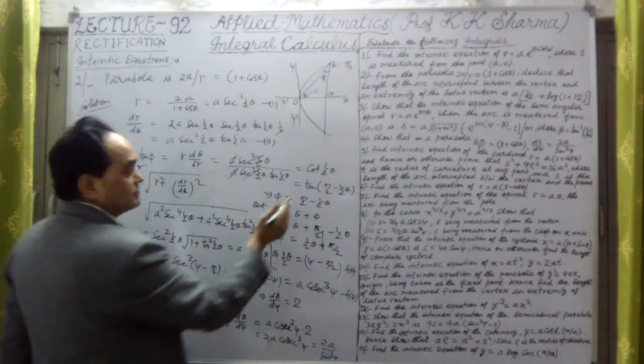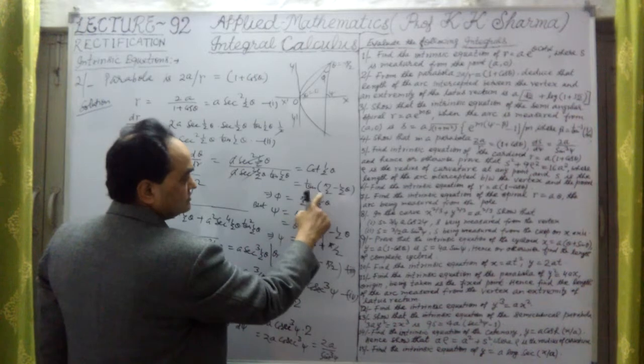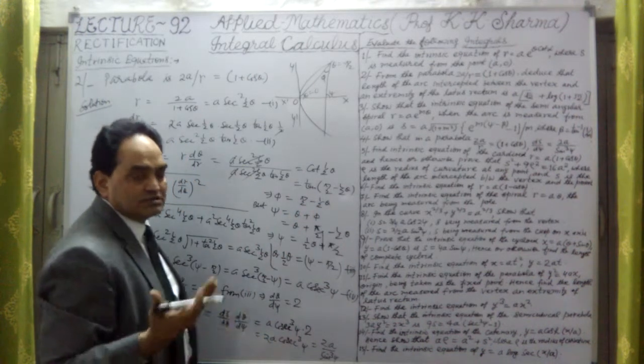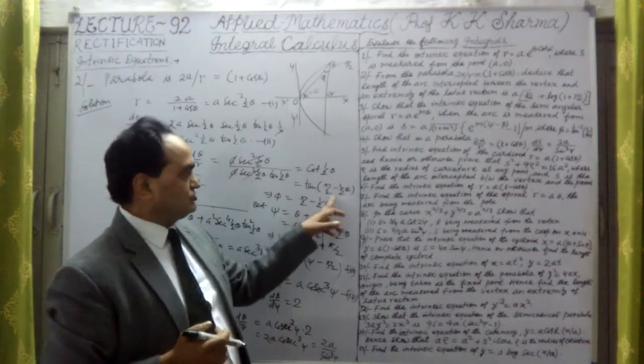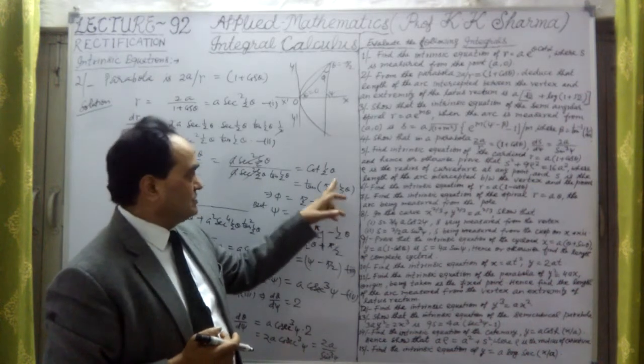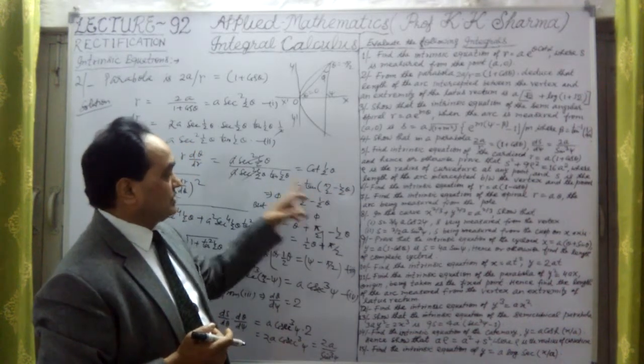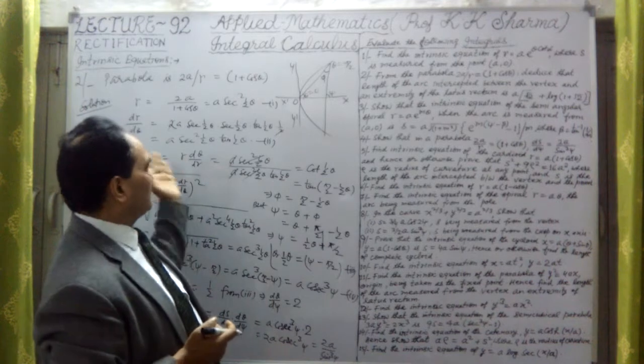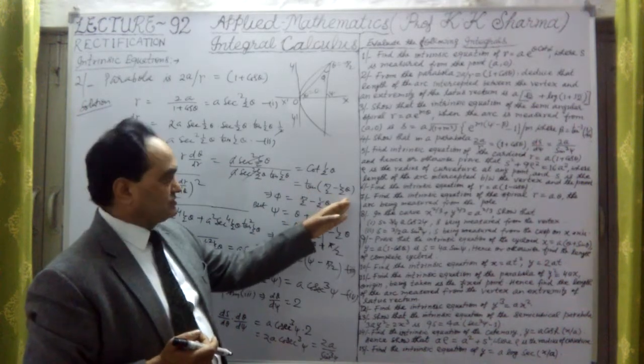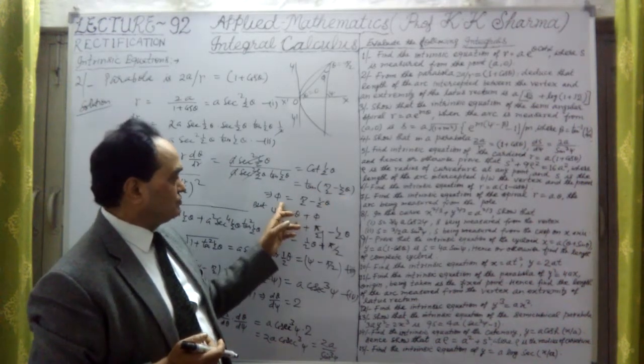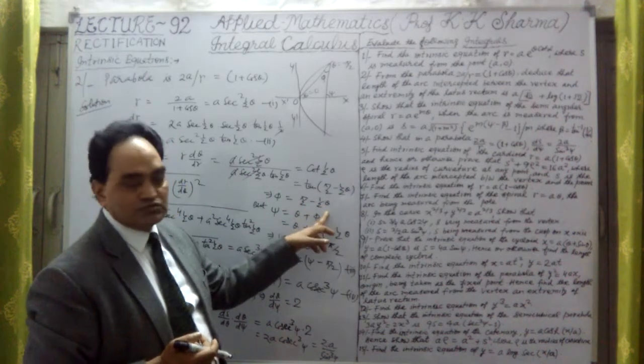Now cot can be converted into tan like this. This is tan of pi by 2 minus theta, that is cot theta in the first quadrant. So this is converted into tan. So tan phi equals tan of pi by 2 minus theta by 2. Therefore phi is equal to pi by 2 minus theta by 2.